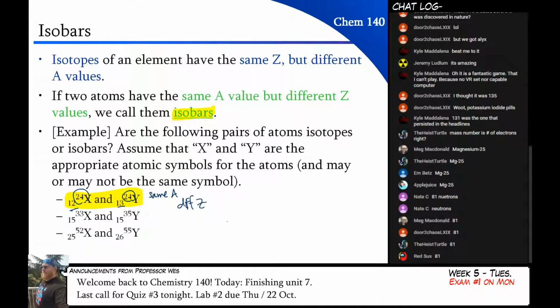That kind of looks like the word different, whatever. So these weigh the same thing, but they're different chemically speaking. So these would be isobars.